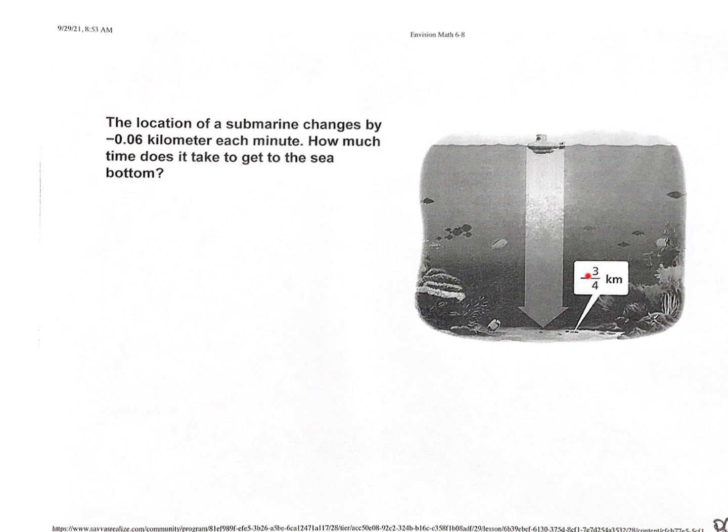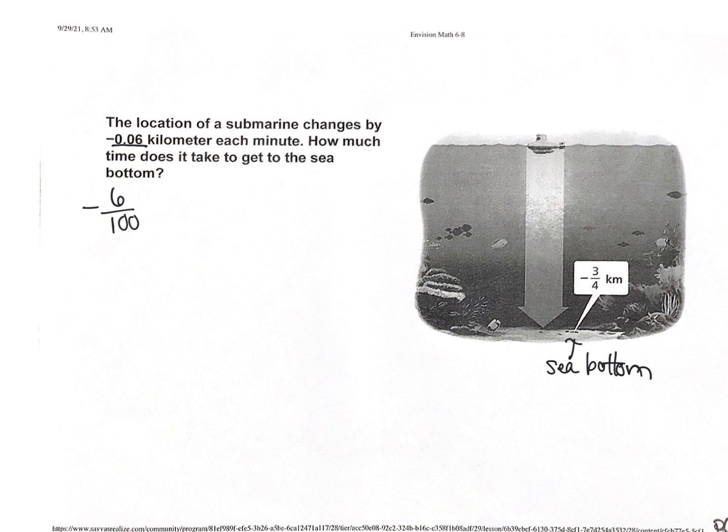So the sea bottom is at negative 3/4. Let's write that down. We know sea bottom is negative 3/4. We are going at negative 600 a minute. So I'm first going to turn this negative 600 into a fraction. We have negative 6 over 100, because we're in the hundredths place, so we can put it over 100.